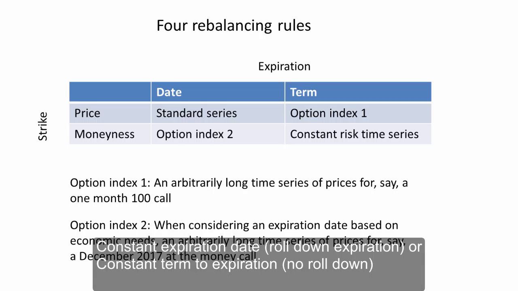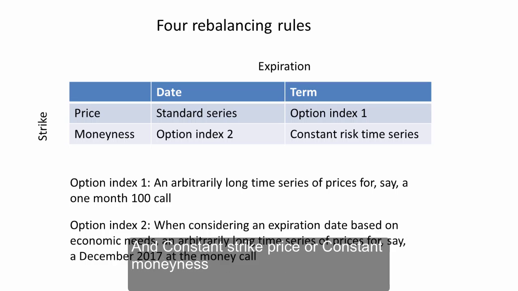We can either have a constant expiration date, in other words, we roll down the expiration, or we have a constant term to expiration, which means no roll down to expiration. Combine that with either a constant strike price or constant moneyness. So we have 2 combinations of 2 things, or 4 altogether.